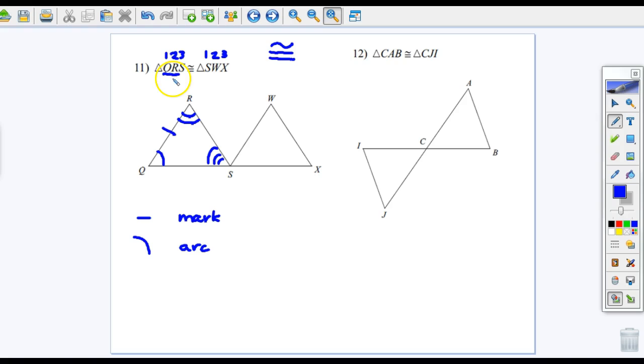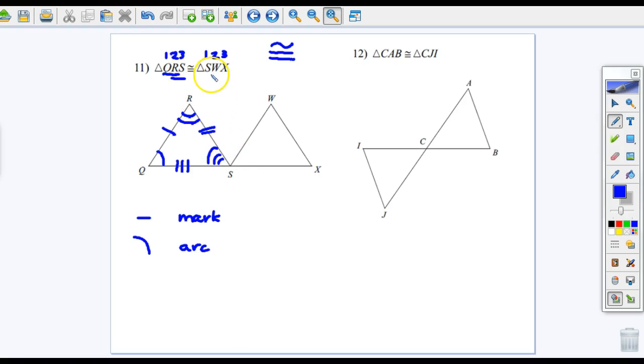Then I'm going to say RS, which is my second line. RS is going to get 2 marks. Since a triangle only has 3 sides and I've already marked 2, logically, the last side is going to get 3 arcs or marks. So that tells me that Q, R, and S are going to be marked the way the statement tells me.